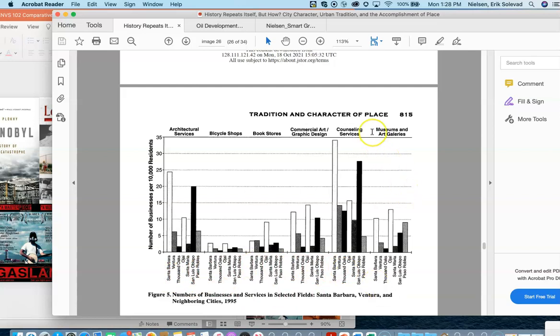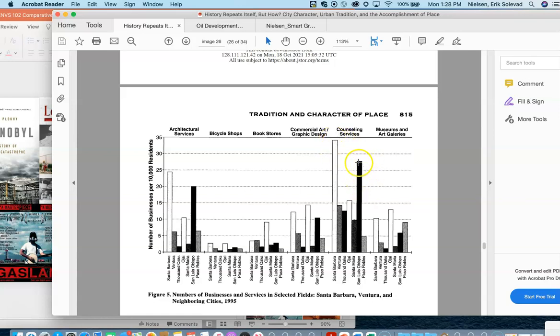And then this is looking at number of businesses and services across a range of these different cities, and you see the ways in which they're comparing them. They've counted up museums and galleries, or numbers of businesses per 10,000 residents, museums, counseling services. Counseling services is kind of interesting in Santa Barbara. Does it mean that Santa Barbarans are just the most stressed out people, so much more so than Ventura or Thousand Oaks or Santa Maria? No, it means that people in Santa Barbara are more likely to be able to afford counseling services.